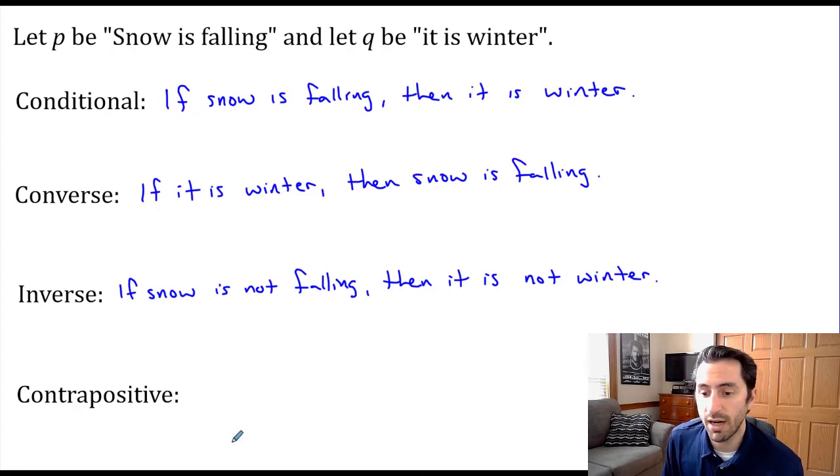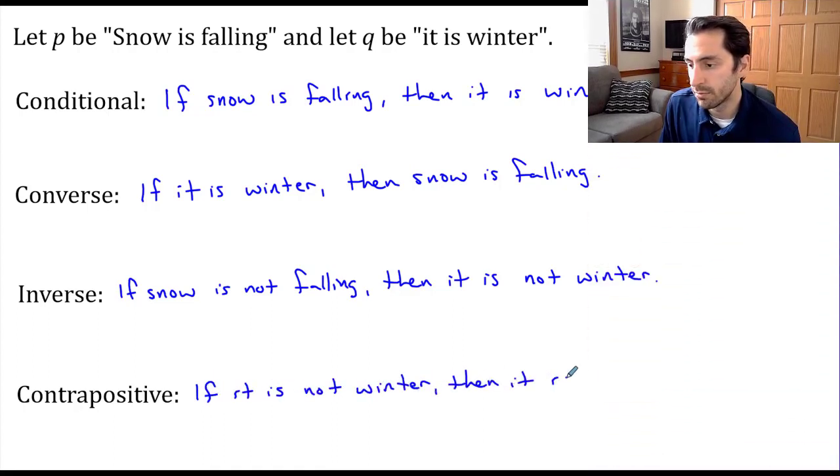And lastly, our contrapositive. Remember, this is a combination of the converse and the inverse. So we switch the hypothesis and conclusion, and we negate both of them. So we're going to have, if it is not winter, then it is not snowing. So there we go. There's our original conditional and its three related conditionals. So remember, for related conditionals, we're either rearranging or we're negating certain parts, or we're doing both, as in the contrapositive.